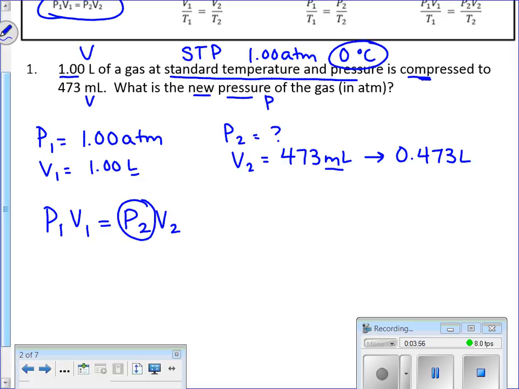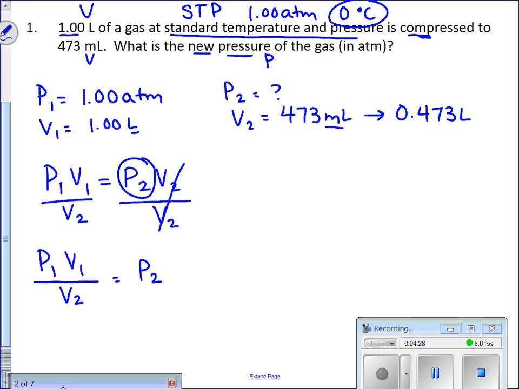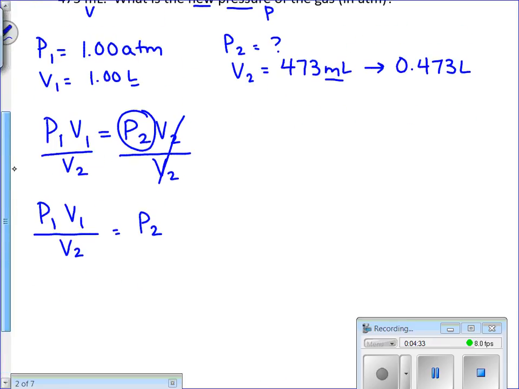I need to isolate that variable. Isolate means to get the variable by itself on one side of the equation with nothing else beside it. Since it's multiplied by V2, I need to do the inverse and divide it by V2. So V2 divided by V2 cancels that out, and now I have P1V1 over V2 equals P2. And this is the equation that I want to use to solve for my answer. All right? So that is the unsubstituted but manipulated form of the equation. So now I'm ready to plug in the values.